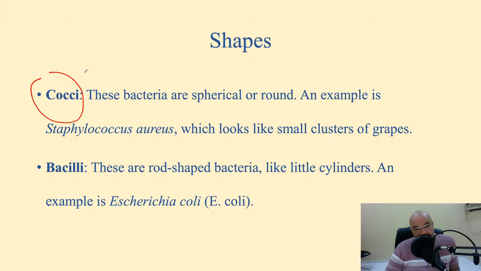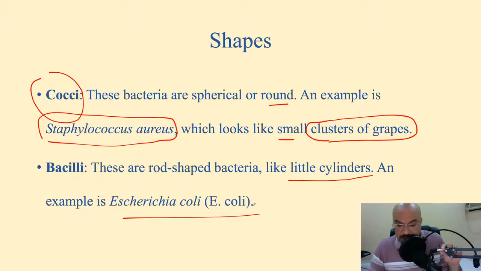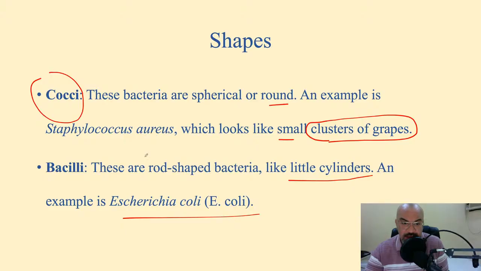These bacteria are spherical or round. An example is Staphylococcus aureus or Staphylococcus epidermidis, which look like small clusters of grapes, يعني زي عنقود العنب. Bacilli are rod-shaped bacteria, like little cylinders, and an example is Escherichia coli. And these are examples in the field of wound care.